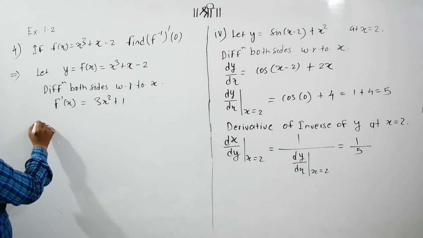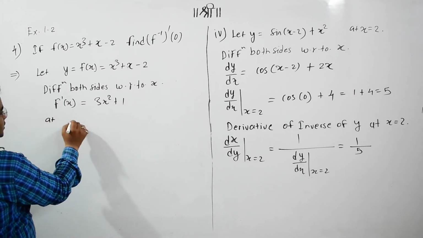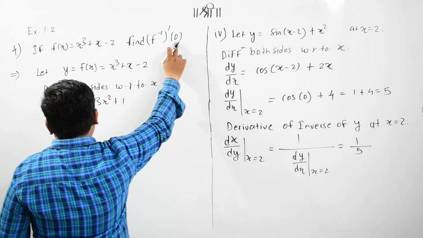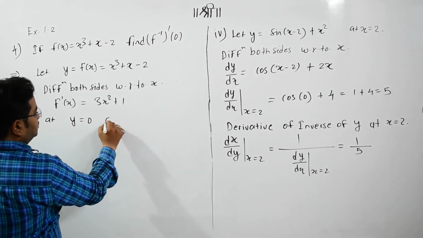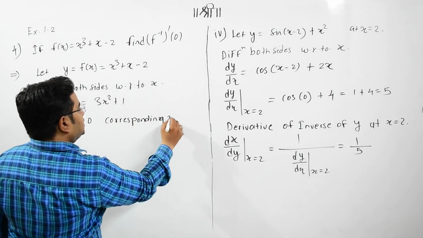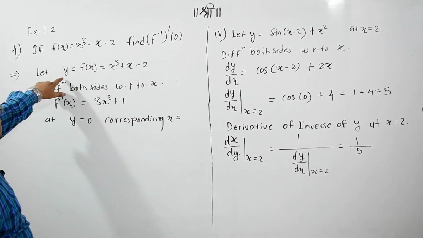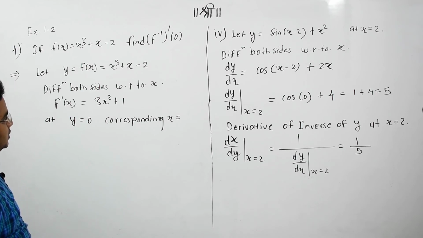Now, again, at y is equal to 0. As I told you, this 0 is nothing but y, so y's value is 0. We were discussing this. Now, y is equal to 0, the corresponding x should have some value. So at y is equal to 0, x should have the value of 1.